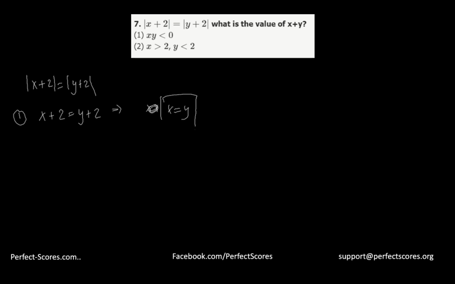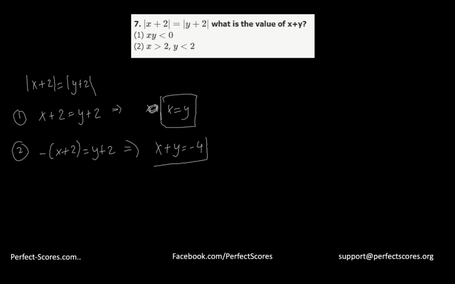Second is that negative of x plus 2 is equal to y plus 2. You know, negative of something could be positive of something. So because whenever you have two absolutes equal, there are 4 possibilities. Either both of them are positive, one is negative and the other is positive, both of them are negative, or the other is negative and the other is positive. So if negative of x plus 2 is equal to y plus 2, what does that give me? That actually gives me that x plus y is equal to -4. That's what it gives me.